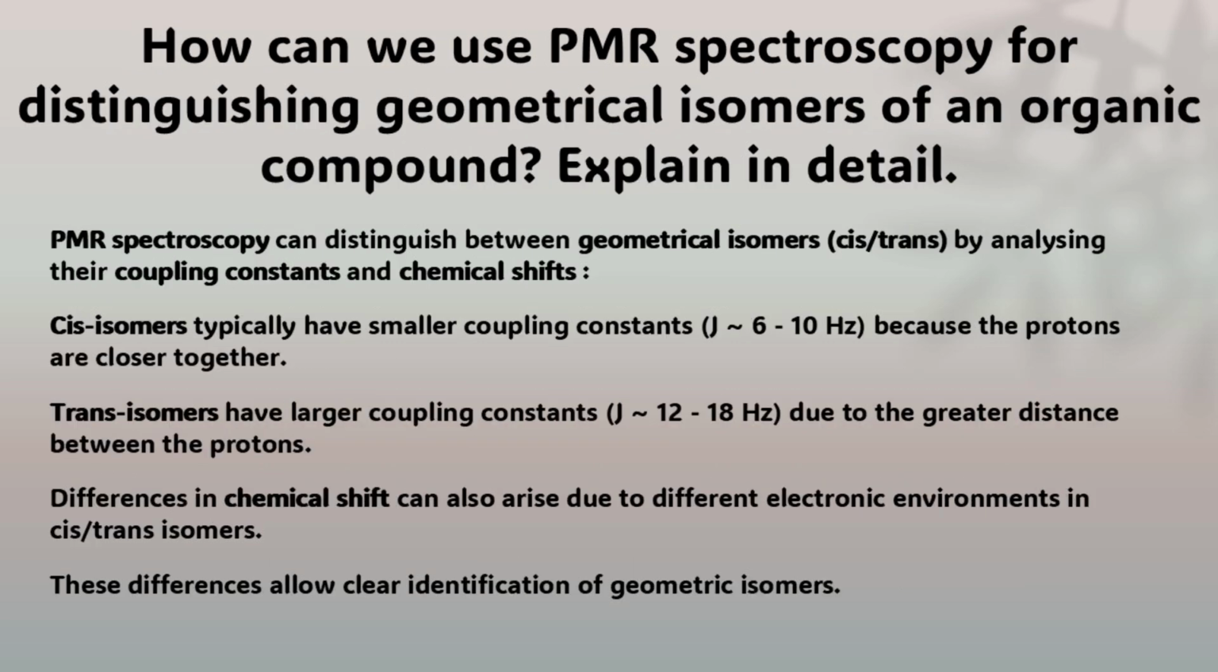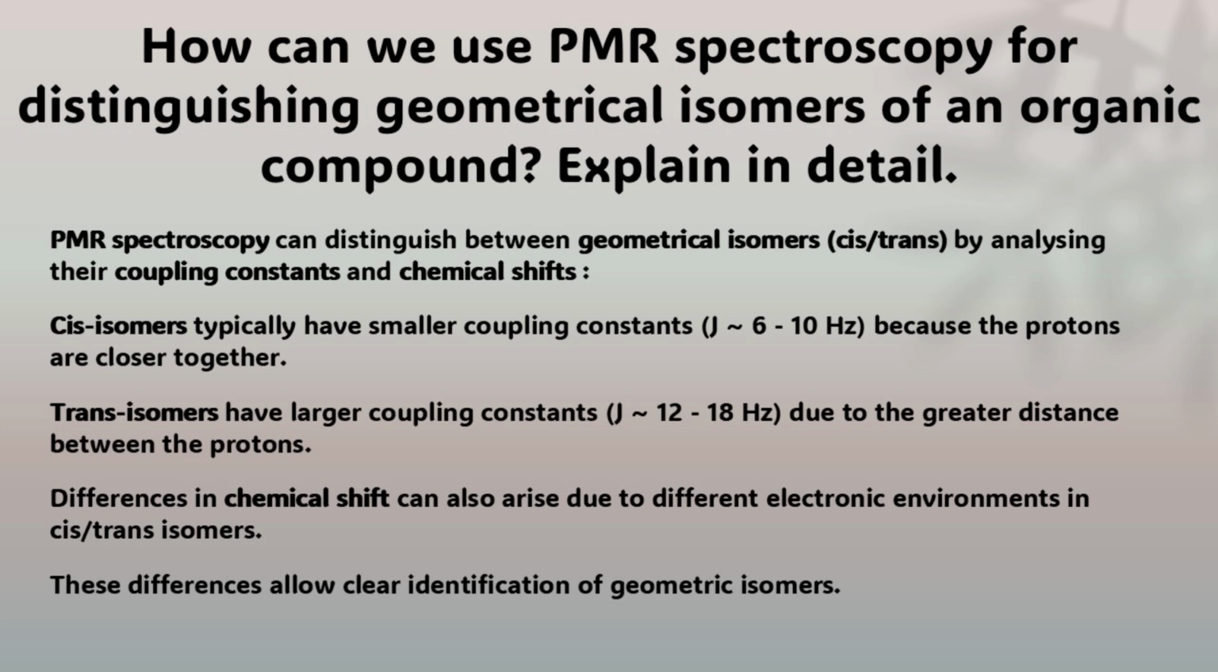The next question is question number 62. How can we use PMR spectroscopy for distinguishing geometrical isomers of an organic compound? Explain in detail. The answer to this question is, PMR spectroscopy can distinguish between geometrical isomers, cis and trans, by analyzing their coupling constants and chemical shifts. Cis isomers typically have smaller coupling constants. J is approximately between 6 and 10 Hz because the protons are closer together.